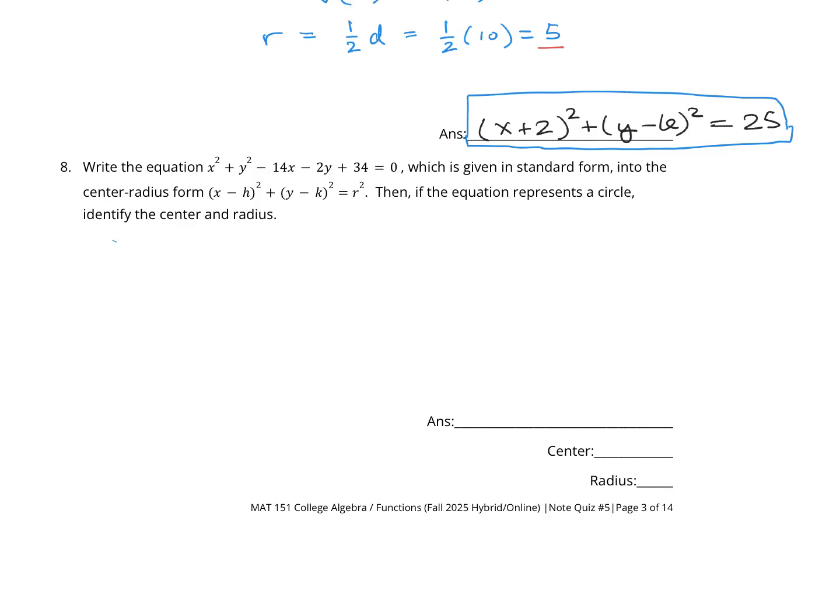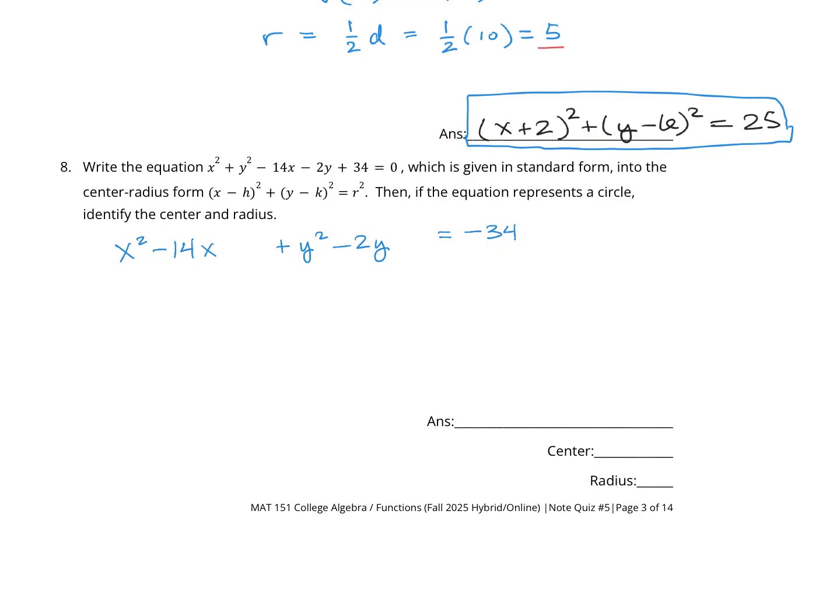So we've got the x squared first. And then we're going to write down the minus 14x behind it, and then leave some space. And then plus the y squared minus the 2y behind it, leave some space. And we're going to move that 34 over to the other side as a -34 by subtracting it from both sides. All right, now we're going to complete the square.